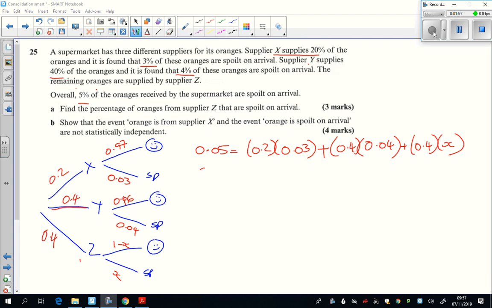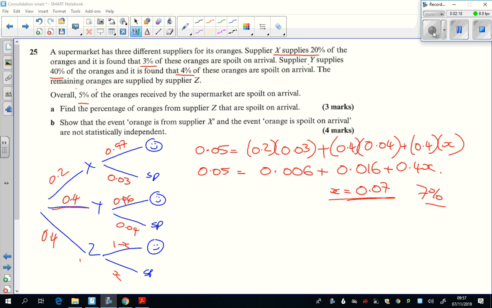Let's just work those things out then. So I've got 0.05, that's 0.006, careful with the extra 0 there, 0.016, and 0.4x here. And so x here is equal to 0.07. 7%. 7% of supplier Zs are spoiled.